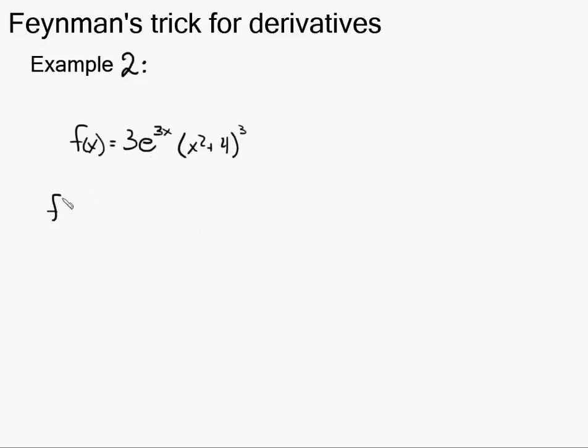So using this trick, I'd write f prime of x and write out the whole function again, 3e to the 3x times (x squared plus 4) all cubed, and then I'd write my bracket, and I deal with each term individually. The constant we can ignore, but if you did deal with it when you put the derivative on the top, it'd be 0 and the whole term would go away. So we just ignore it.